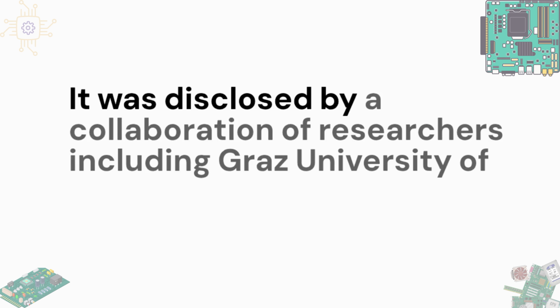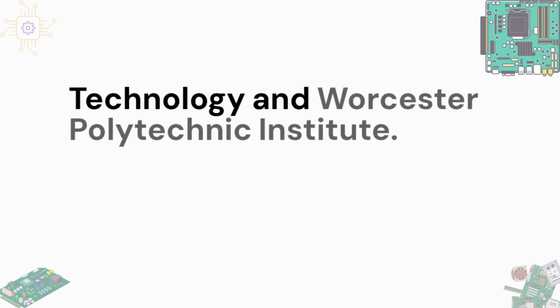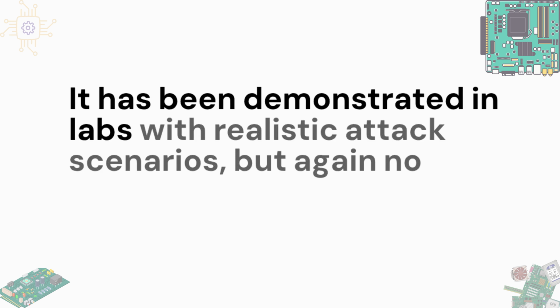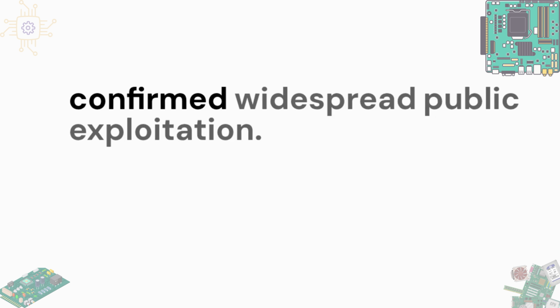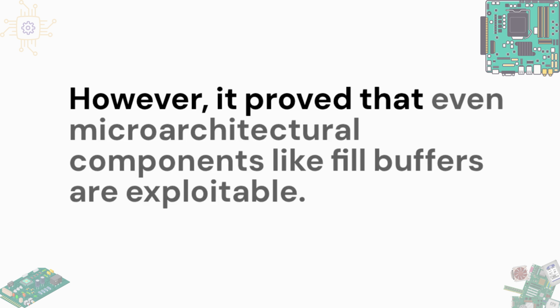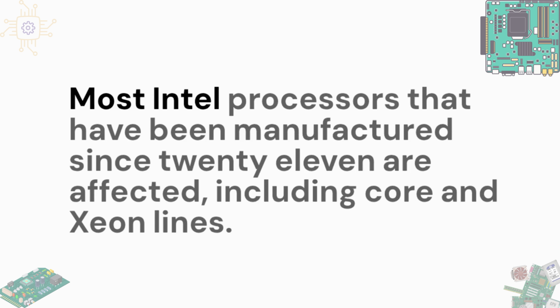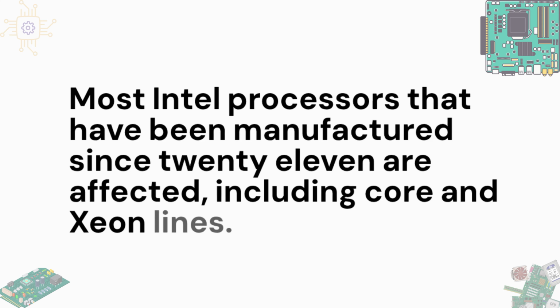It was disclosed by a collaboration of researchers, including Graz University of Technology again, and Worcester Polytechnic Institute. It has been demonstrated in labs with realistic attack scenarios, but again, no confirmed widespread public exploitation. However, it proved that even microarchitectural components like fill buffers are exploitable. Most Intel processors that have been manufactured since 2011 are affected, including Core and Xeon lines.